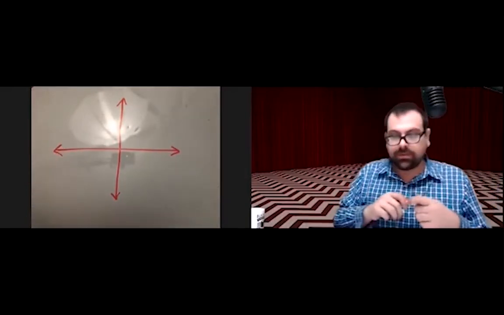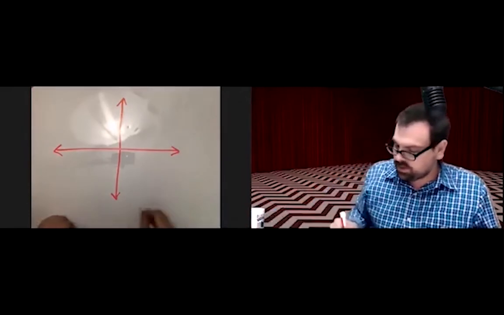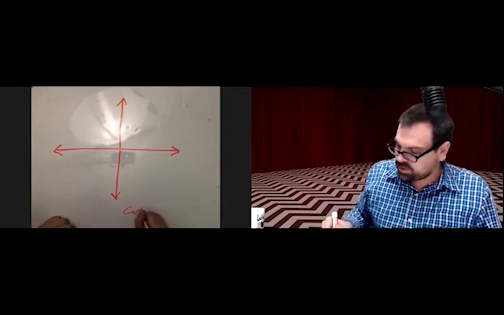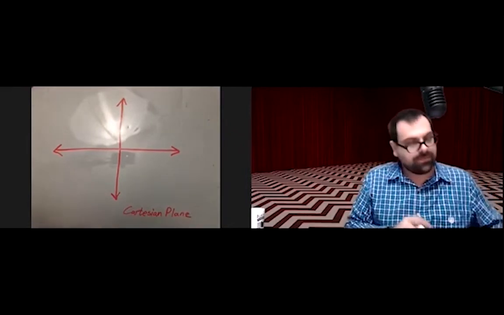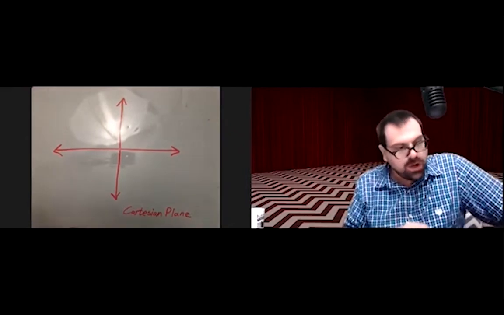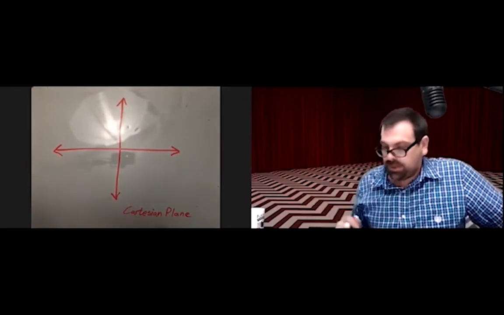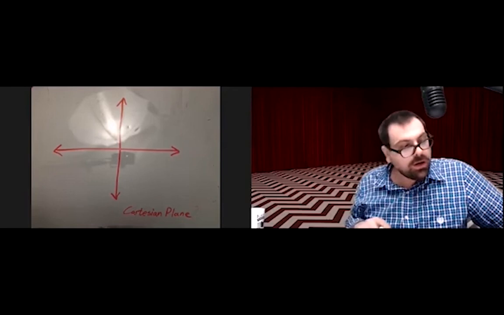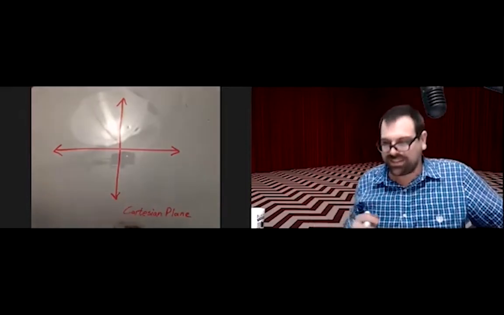This is a Cartesian plane, also known as a coordinate plane, or an XY plane, or a rectangular coordinate system.